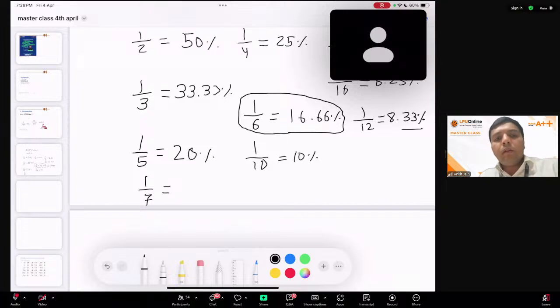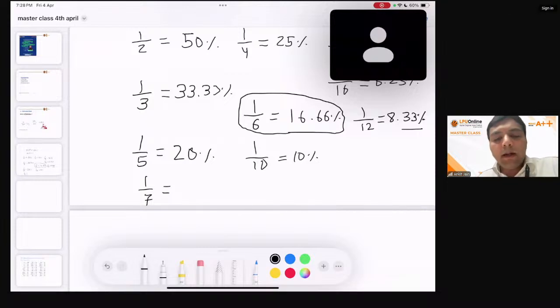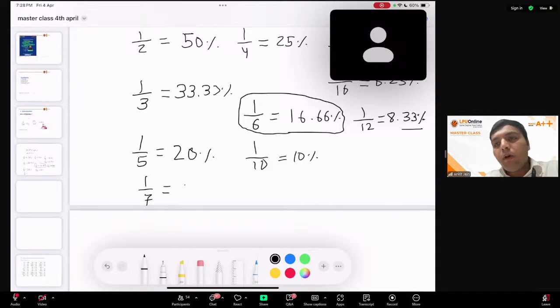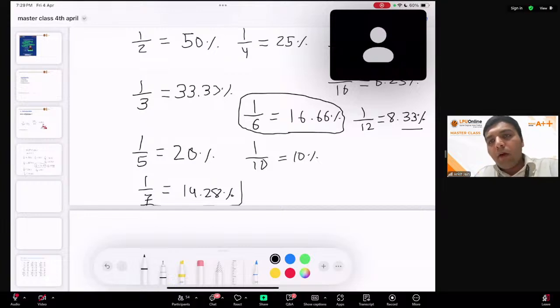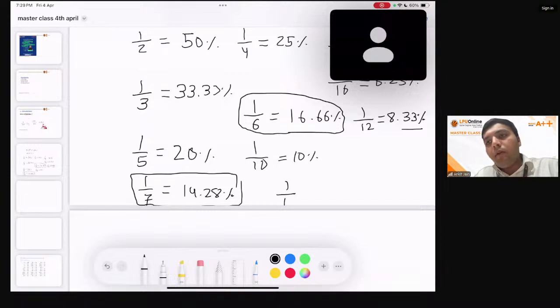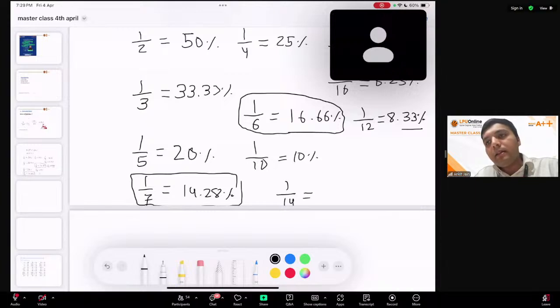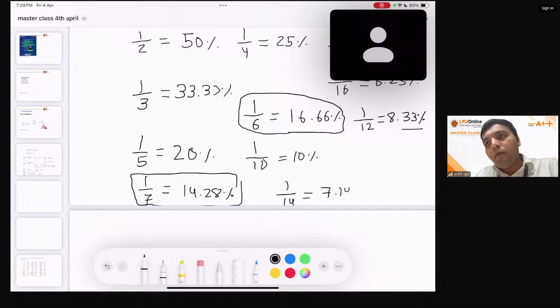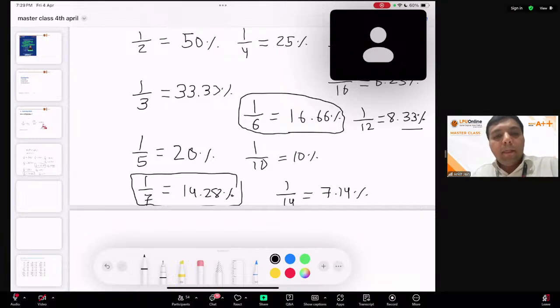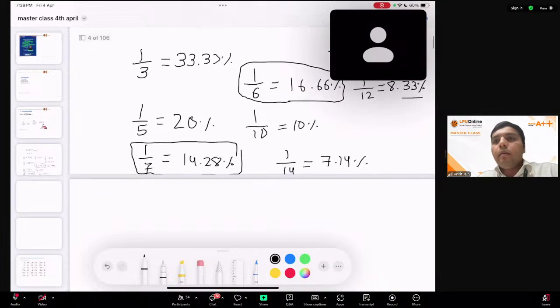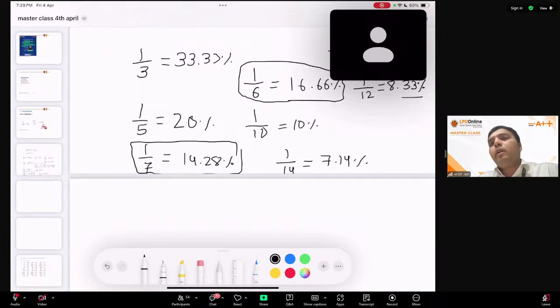You can note down the values in your notebook because these values are useful when we are solving questions. 1 by 7 is 14.28. This you have to remember. And 1 by 14 is half of 1 by 7, which is 7.14%. So 1 by 7 done, 14.28.